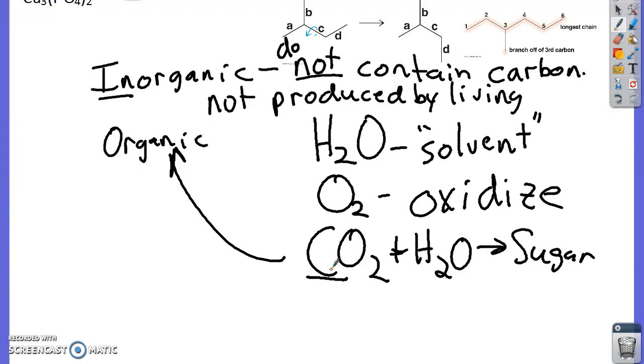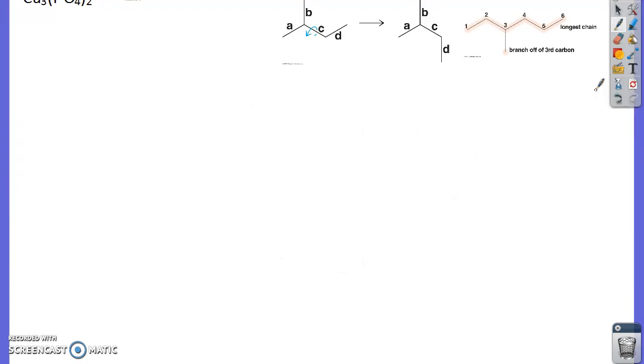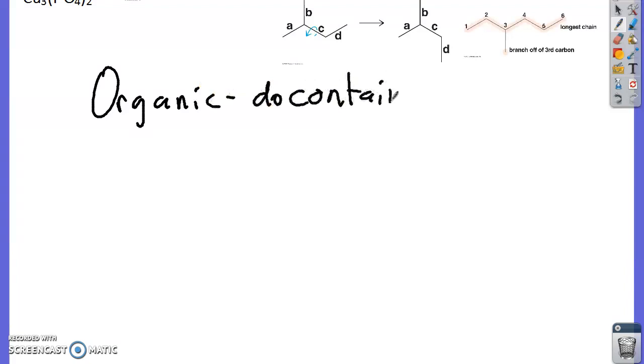All right. Now, if we just make basically the opposite of all the things we said about inorganic, the opposite things are going to be true of organic. They do contain carbon. So all of those have carbon, and so organic, anything that has carbon in it, is considered organic.